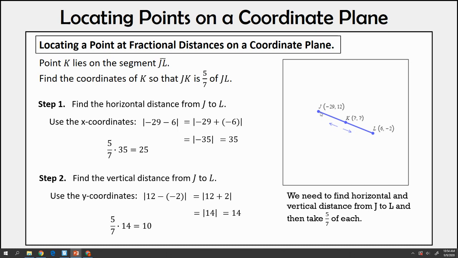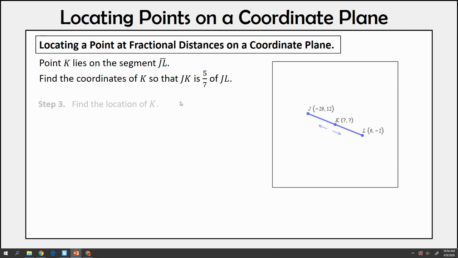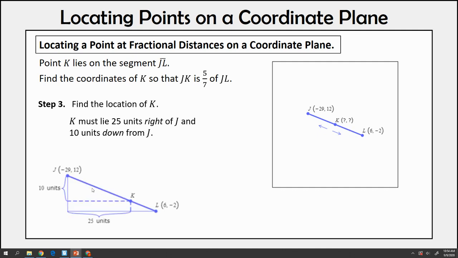Okay. So we found the horizontal distance and the vertical distance, and we've taken 5/7 of each of those numbers. Now we need to find the location of K. Where exactly are we going to put K? Since our point K is going to be moving from J towards L, that means we have to go 25 units right of J and 10 units down from J to find the position. Okay, so it looks something like this.